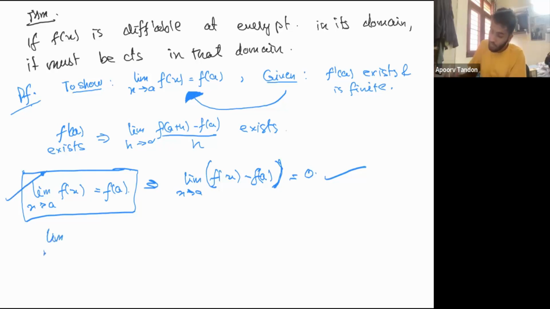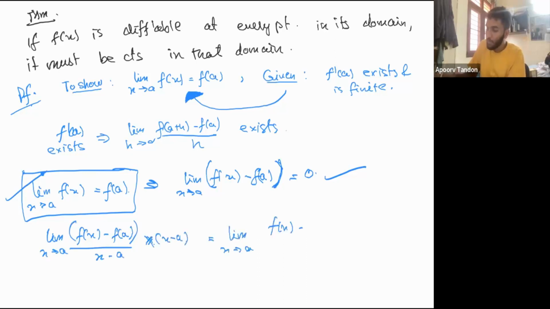Now, the limit as x tends to a of f of x minus f of a, if we multiply and divide by x minus a and then split the limits. If you remember, when we say the limit of a variable at a point, the variable never actually reaches that point. So x minus a is not actually 0. So we are able to multiply and divide by x minus a and then separate the limits as well.